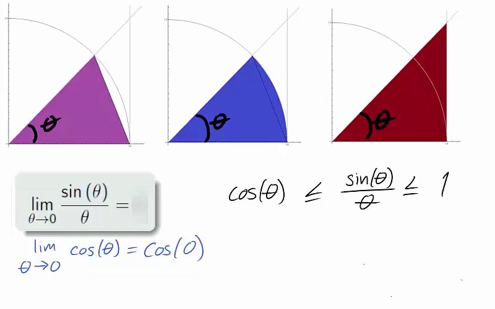Since cosine is continuous everywhere, the limit as theta approaches 0 equals cosine of 0, which is 1. As theta approaches 0, the constant function 1 approaches 1. Therefore, the left function and the right function both approach 1 as theta approaches 0. And the limit of sine theta over theta as theta approaches 0 is 1 by the squeeze theorem.